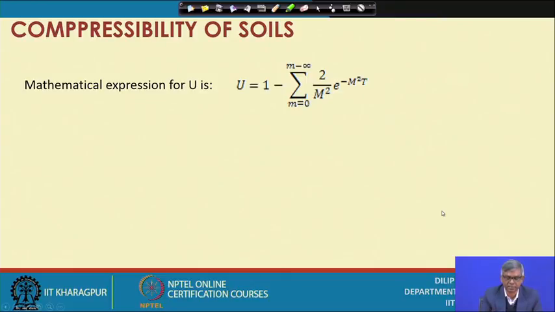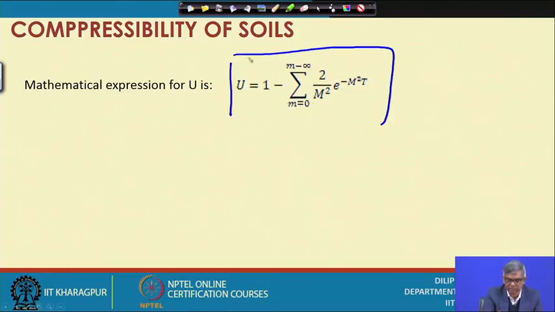Now, based on this, this is the final mathematical expression for u, and I will show in my next lecture how to utilize this relationship between u and t to find out the time of consolidation. Thank you.